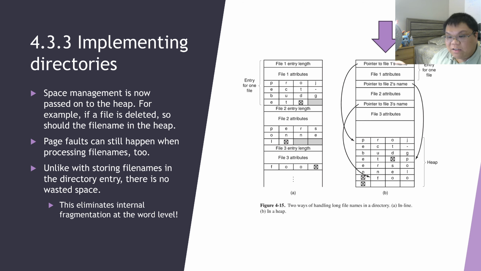Page faults can still happen when you're processing file names, but unlike when storing file names in the directory entry, there is no wasted space. So you see all these gray areas here? In a sense, that is more internal fragmentation at the word level just to store file names. We don't get that issue if we store file names on the heap.